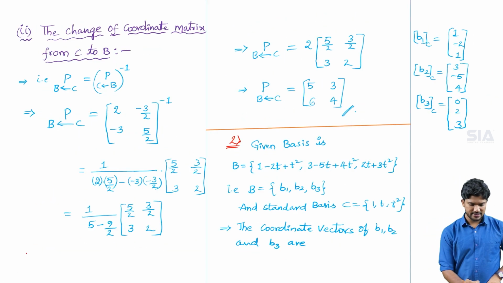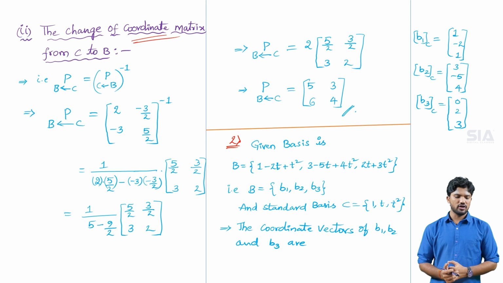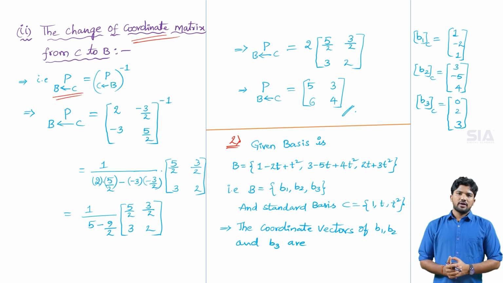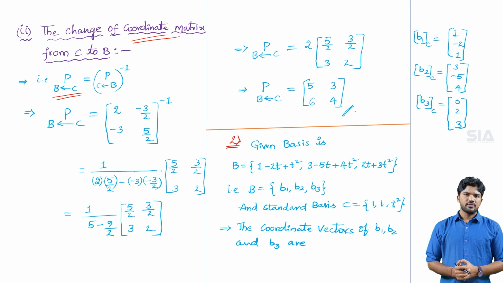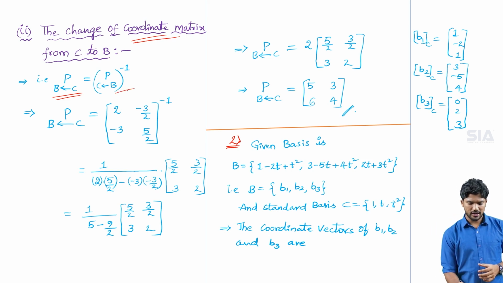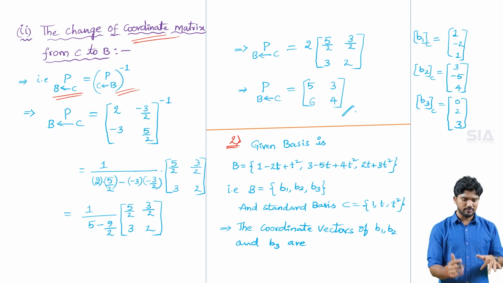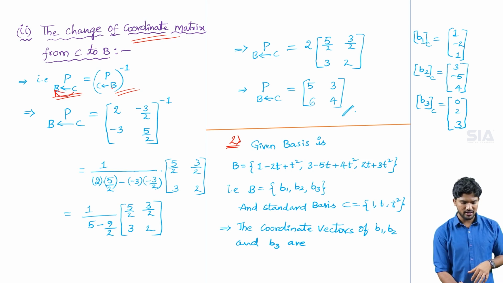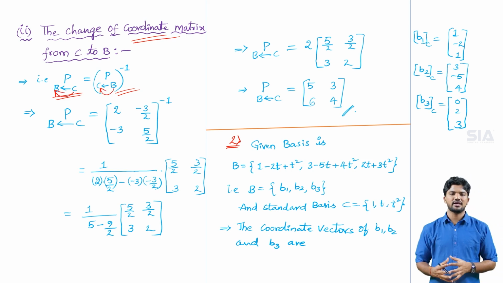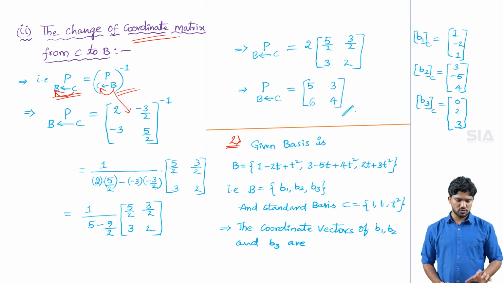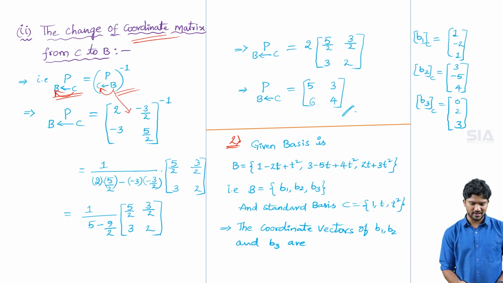Next, second subcondition, the change of coordinate matrix from C to B. Mathematically we can write the change of coordinate matrix P from C to B equals the inverse of the change of coordinate matrix from B to C. If you want C to B, you have to apply the inverse of B to C. Already you know very well B to C. Substitute that 2×2 matrix from the previous slide. So apply that inverse.